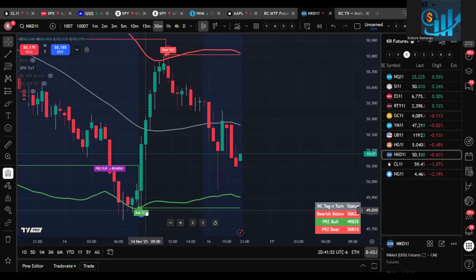For NKD, it went all the way to the bottom. You got a bullish tag and turn. Price went all the way to the top. Again, you got a bearish tag and turn. Then it continued to drop all the way to the bottom.